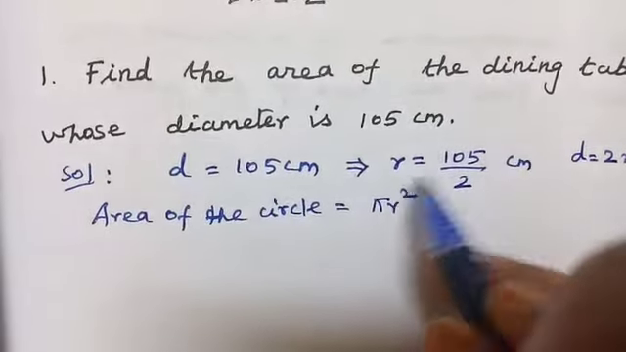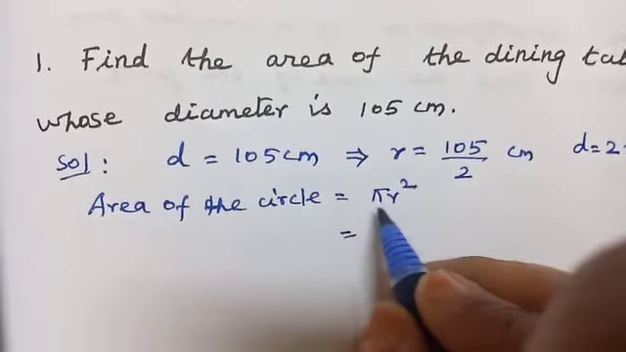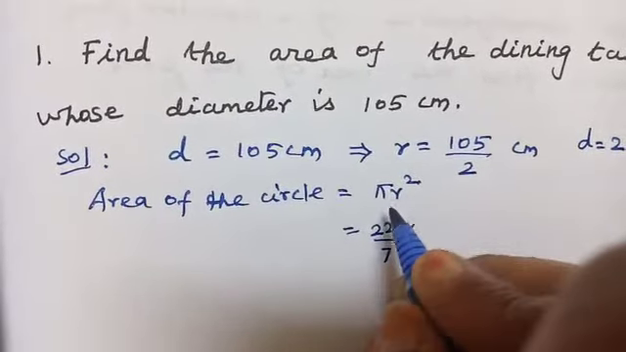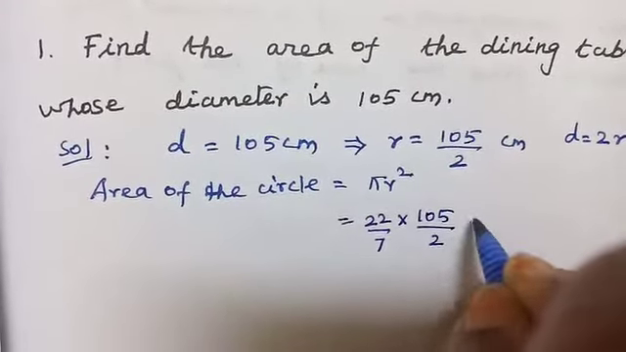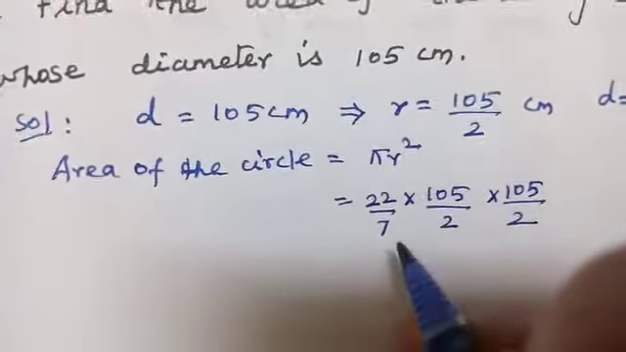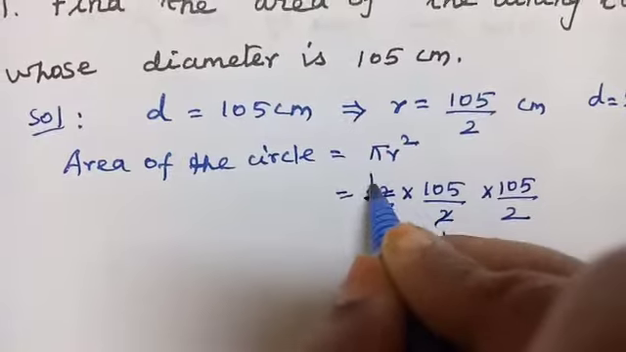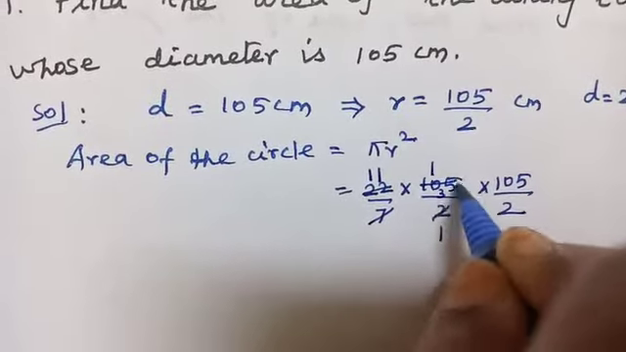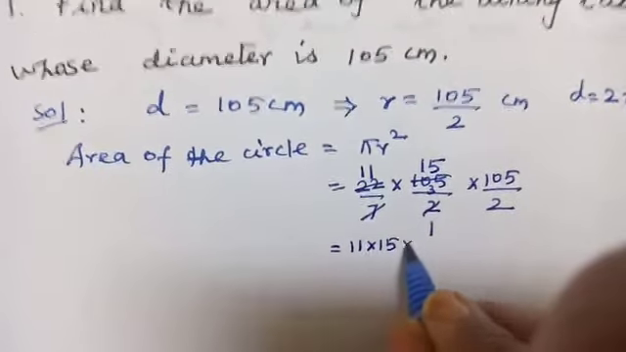So we write R is equal to 105 divided by 2. Now we substitute in the formula. The value of pi is 22 by 7 into R squared. R squared means you should write R two times, so 105 divided by 2 into 105 divided by 2. Now we simplify. First we cancel: 1 2s are 2, 11 2s are 22. Next, 7 into 15, 105. So 11 into 15 into 105.